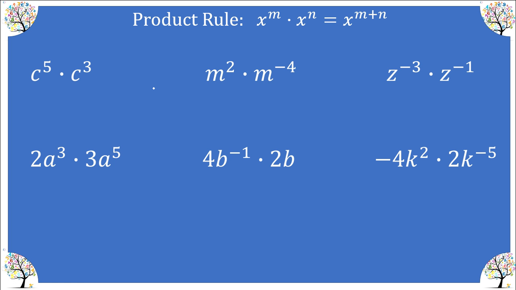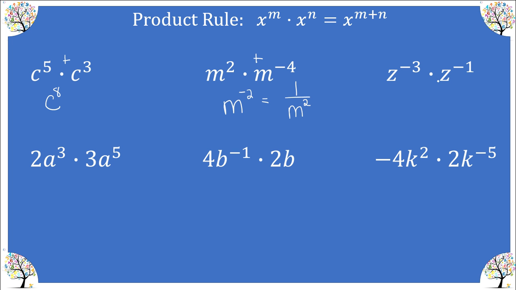So let's take a look at the product rule. Again, I would pause the video and then come back and look at my answers. So we have c to the fifth times c to the third. We can write that as a single c by adding the exponents. M squared times m to the negative fourth, I can write that as a single m, and 2 plus negative 4 is negative 2. Then we need to make that into a fraction so that our exponent is now positive.